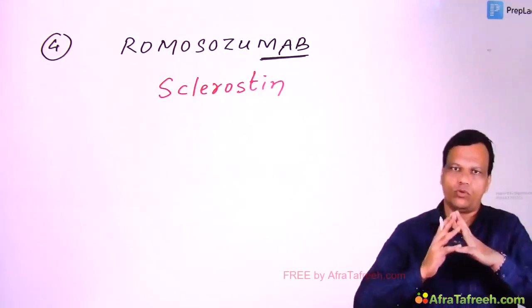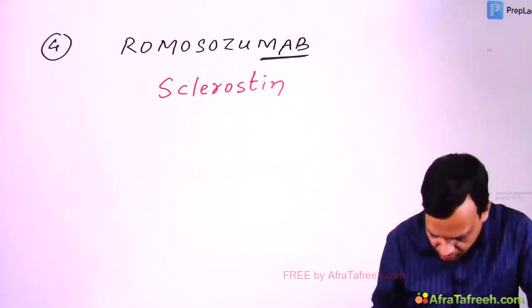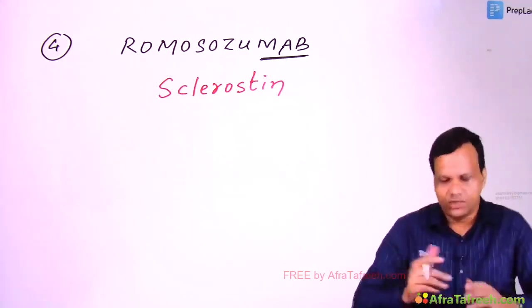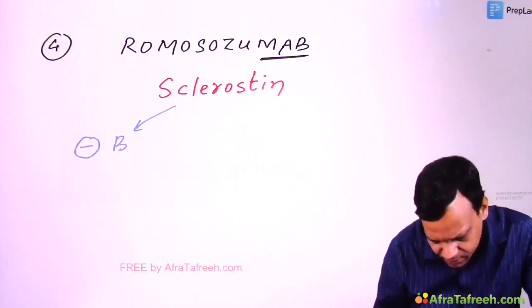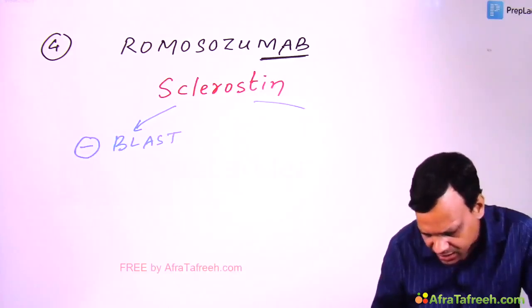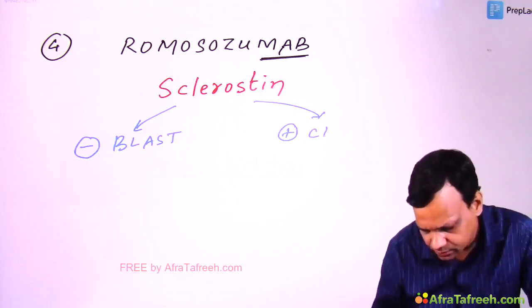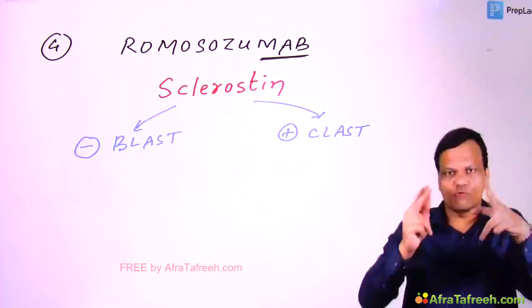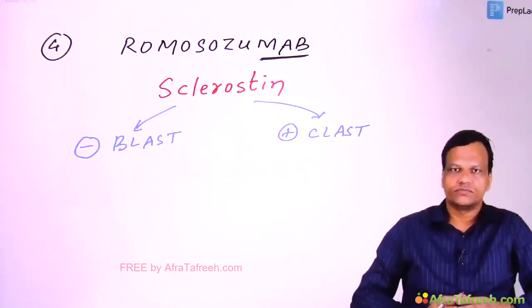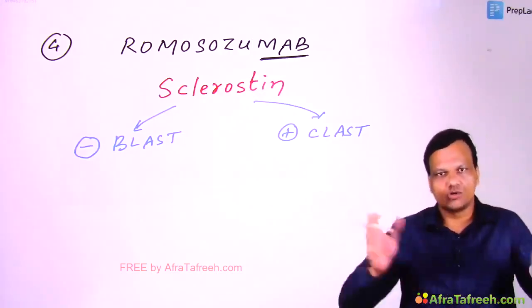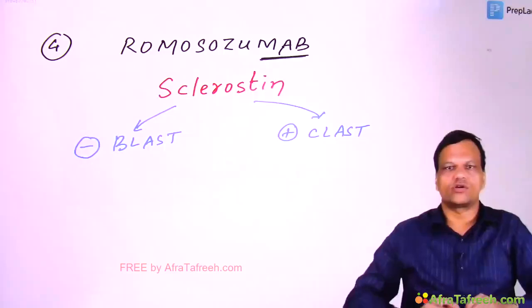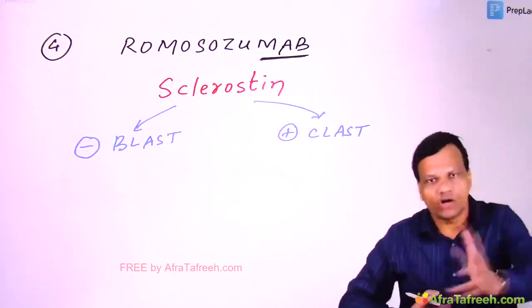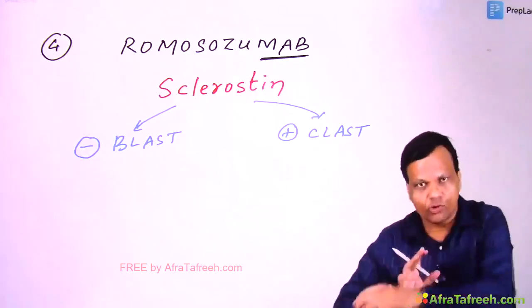normally present in the bone. This has two effects which we do not want. Sclerostin is involved in inhibiting osteoblast and in stimulating osteoclast. That means exactly two factors which cause osteoporosis. Inhibit osteoblast, stimulate osteoclast. So we do not want this. So we want that osteosclerostin, or simply sclerostin, should not work, because this is working to promote osteoporosis.